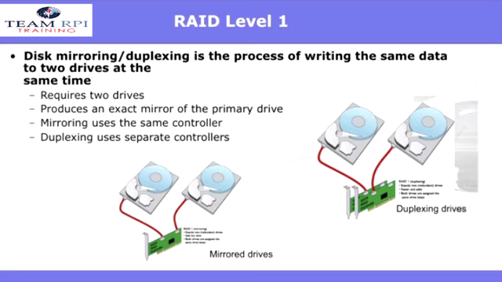RAID 1 introduces mirroring or duplexing. It's the process of writing the same data on 2 drives at the same time. It also requires at minimum 2 drives, and it produces an exact mirror or duplicate of the primary drive.